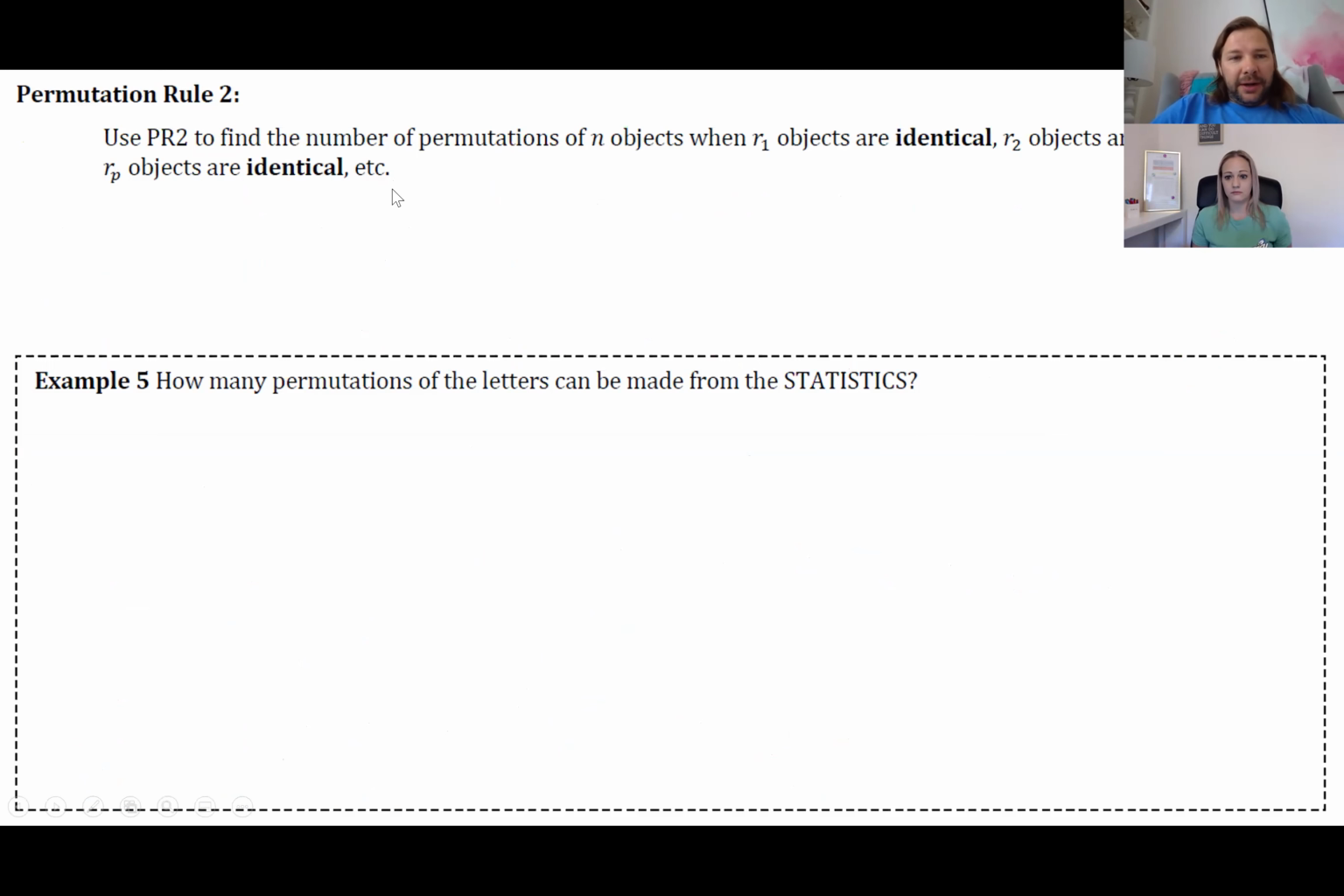Okay, so then the next rule that we're going to use is Permutation Rule 2. This is where before we had n objects and we're permuting r of them. Now it's saying that we have n objects and r1 of them are identical, r2 of them are identical, up to r sub p of them are identical. So this is probably best explained with an example. We're permuting a bunch of things, but some of them are in the same class.